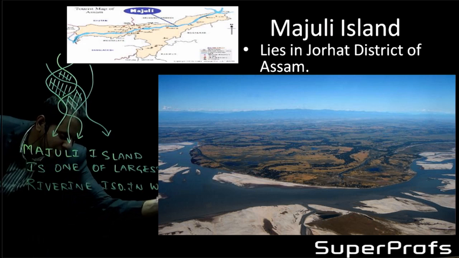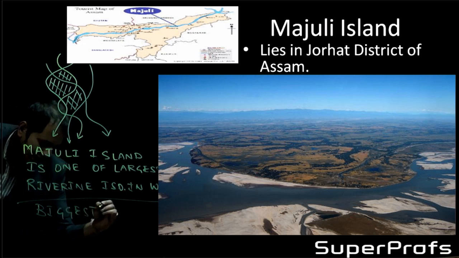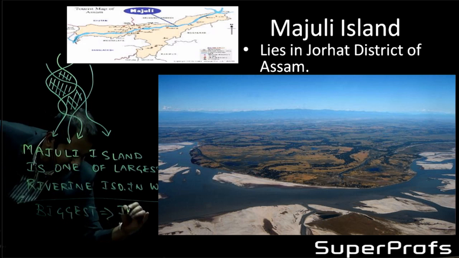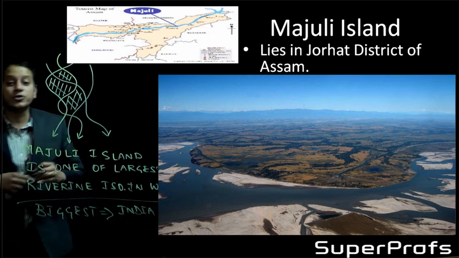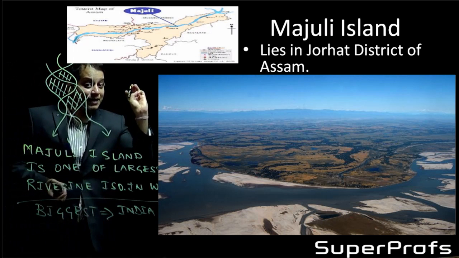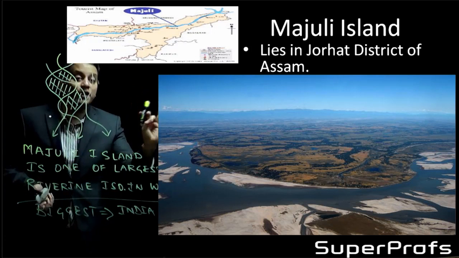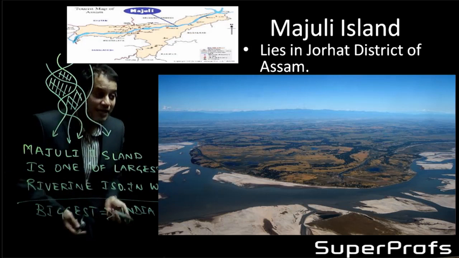Obviously, when it is the largest riverine island, it means it is the biggest in which country? In India. In which district? In the Jorhat district of Assam. So these are the important points you remember about the Brahmaputra river channel: numerous islands, frequent flooding, and the braided nature of the rivers. So we will meet again in the future lectures.